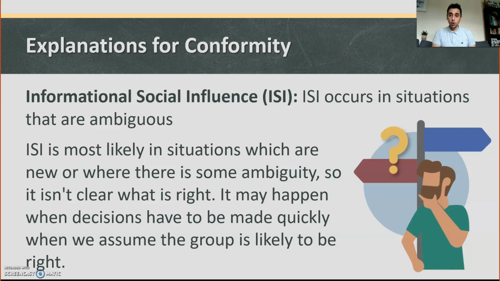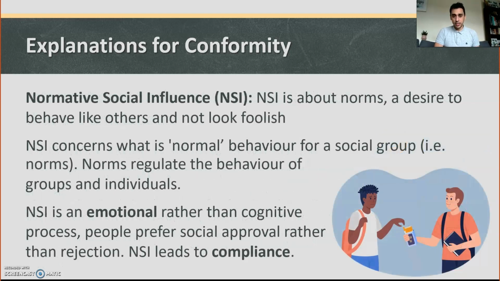Right, I'm going to conform with the group because I'm not sure what the right thing to do is, and I think what they're doing is probably correct. So therefore, that is informational social influence. I'm doing what I think is correct or what I think everyone else thinks is correct. Normative social influence is about norms, a desire to behave like others and not look foolish.